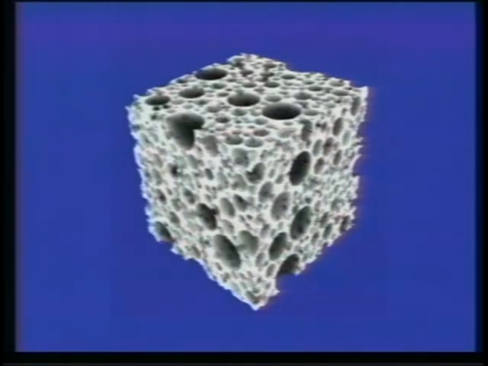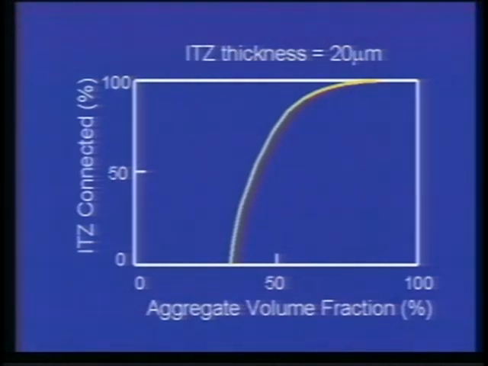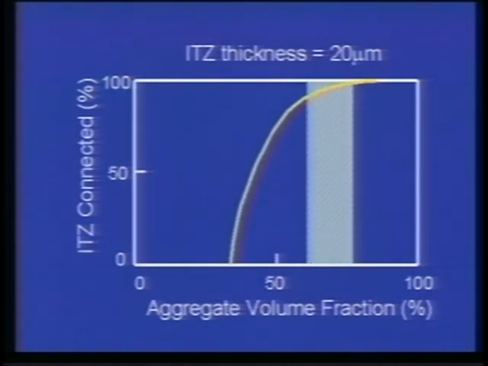In a 3D model, we can measure the fraction of the ITZ regions that are part of a connected path through the material. This graph shows how much aggregate must be present for the ITZs to percolate. At about 35% by volume, the aggregates are close enough together so that some of the ITZ regions just percolate. At 50% by volume, most of the ITZ regions are connected to each other. Typical concrete has about 70% aggregate, and so will have percolated interfacial transition zones.